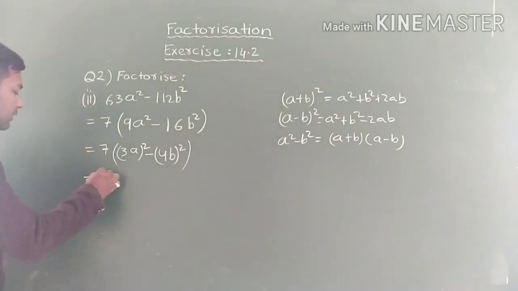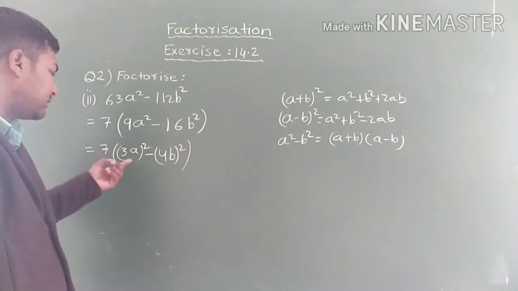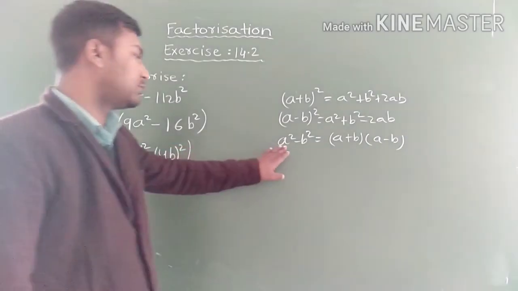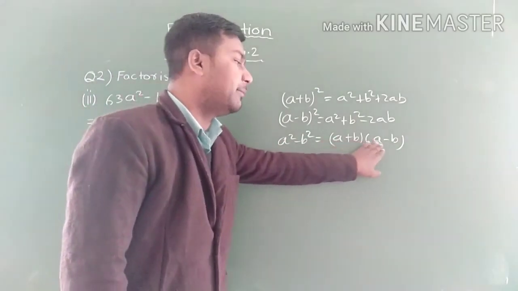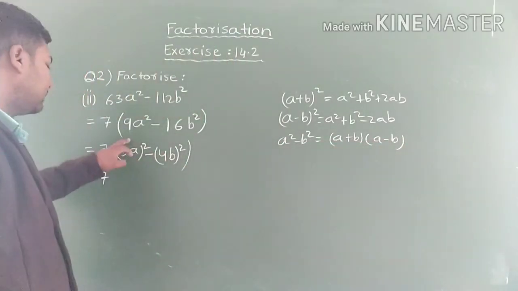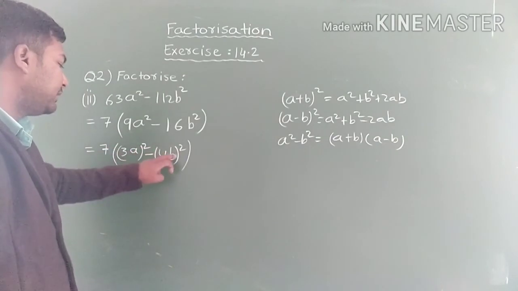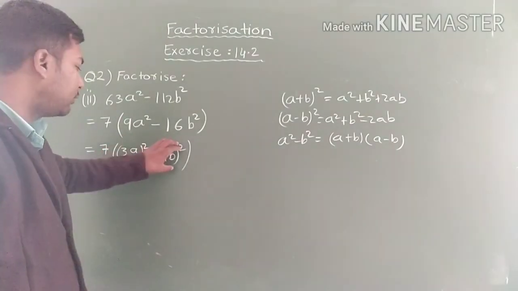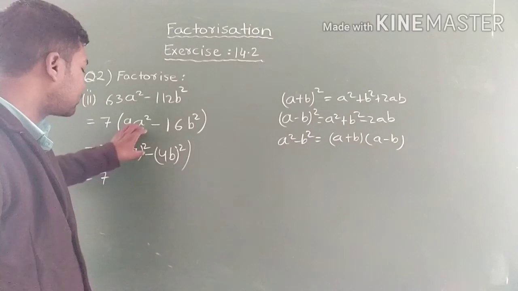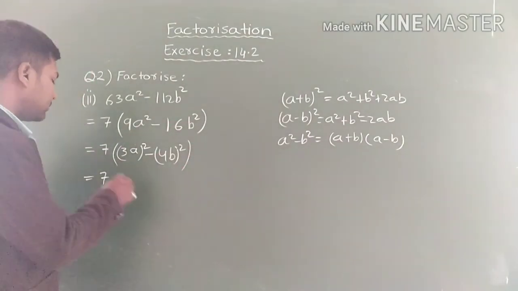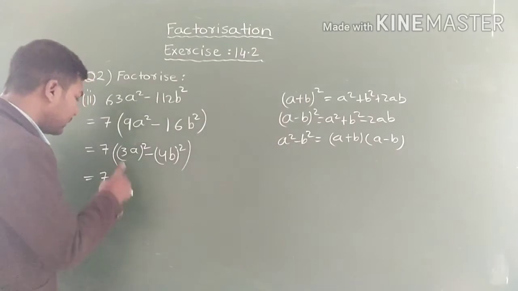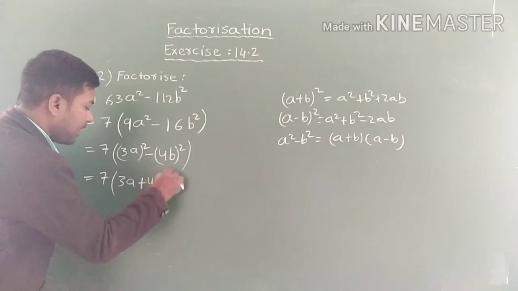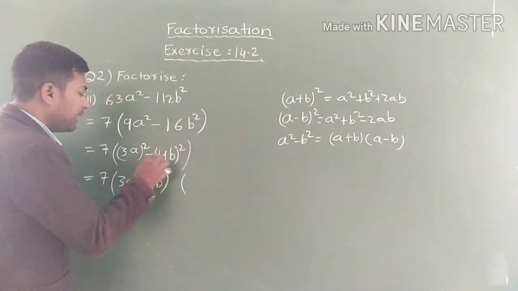Okay. Now this will be 7. This 3a is the a and 4b is the b. So a square minus b square, which will be a plus b, a minus b. Here 3a equals a and 4b equals b. So this will be a plus b, a minus b. So a plus b means 3a plus 4b, and a minus b means 3a minus 4b.